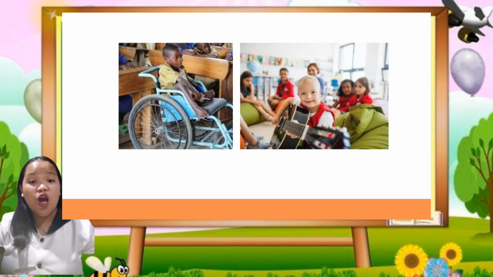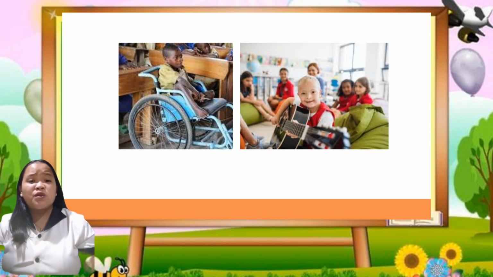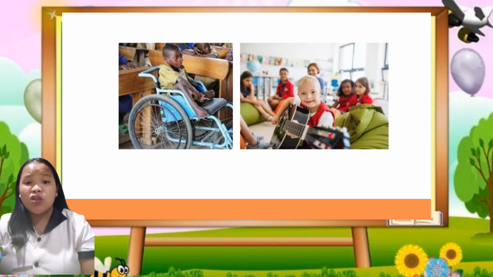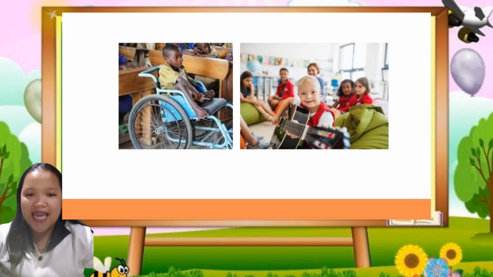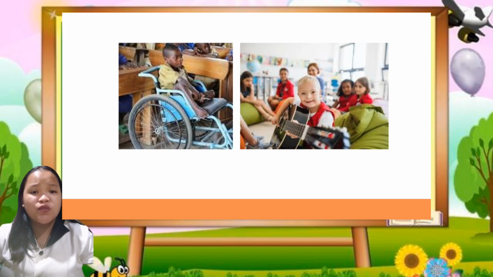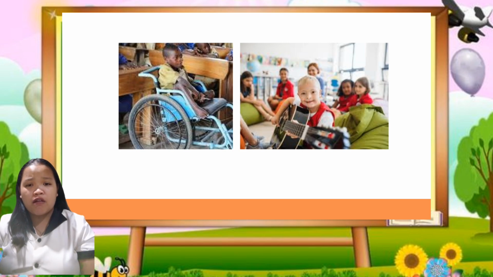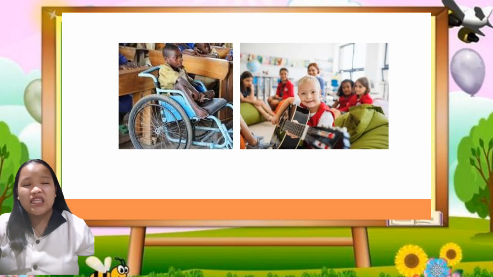Based on our picture, there are children. Some children also have a wheelchair. How do you think these children feel while playing or learning? Okay, very good. So, of course, they feel happy. At the same time, they feel excited. And also, depending on their support. So, later on, we will be talking about what's special in these children.